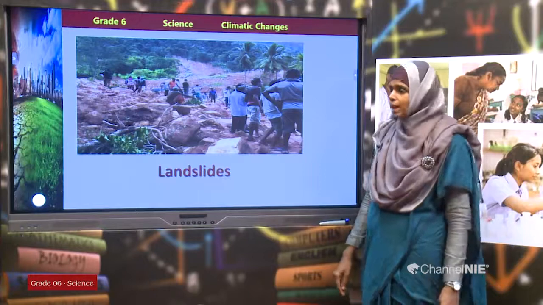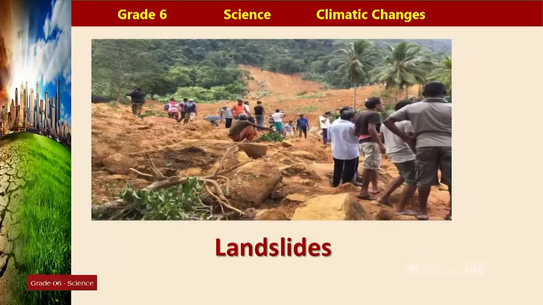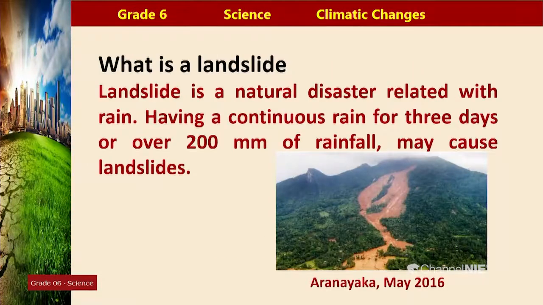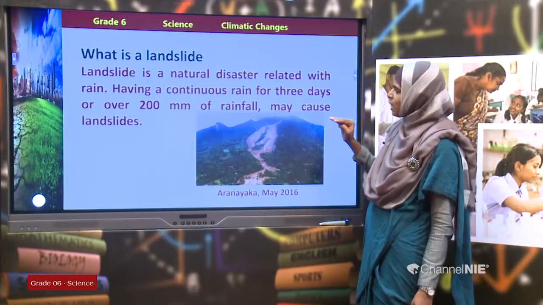Let us look at the next natural disaster, that is landslides. What is a landslide? Landslide is a natural disaster related with rain, a factor which determines the weather. But it becomes a natural disaster if the rain is excessive, having continuous rain for 3 days, or over 200 millimeters. If one of these conditions is met, there might be a landslide. Not in all areas, children, only in certain areas which are landslide prone.